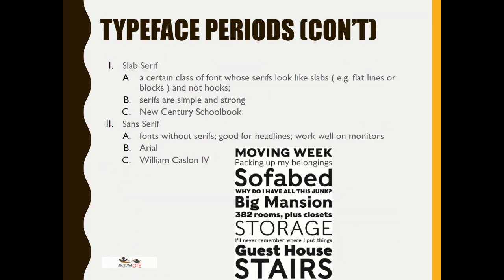And then we start to see even more things come out. We've got the slab serif. So you've got this New Century School Book, and then the sans serif, which is now they take the tails off of the letters altogether. So now you've got a very unique stylistic look to these typefaces, your Arials. And then William Caslon the fourth, so his great grandson there, I think that's it, right? Yeah, great grandson, created the sans serif font. So you can see the Caslon family was making fonts for quite some time.